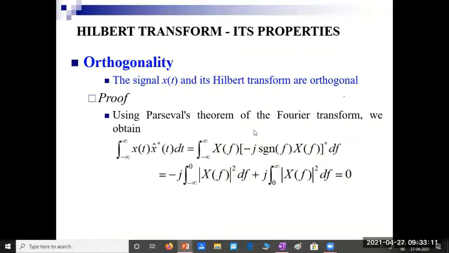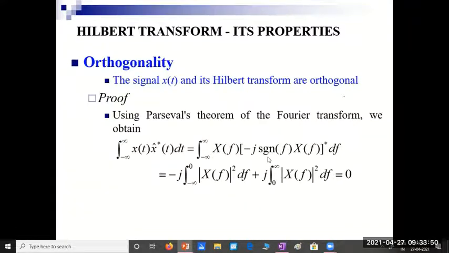What would be the value of signum function between minus infinity to 0? Its value is -1. And when I have -1, we have already taken minus j outside. So minus x of f conjugate I have. X of f into minus x of f conjugate. And if you multiply and assume the magnitude, it will just be x square of f.